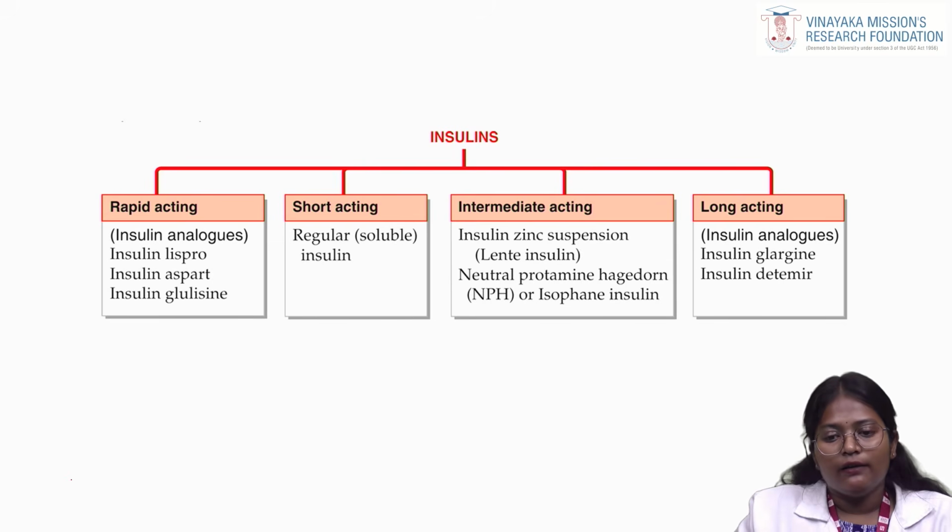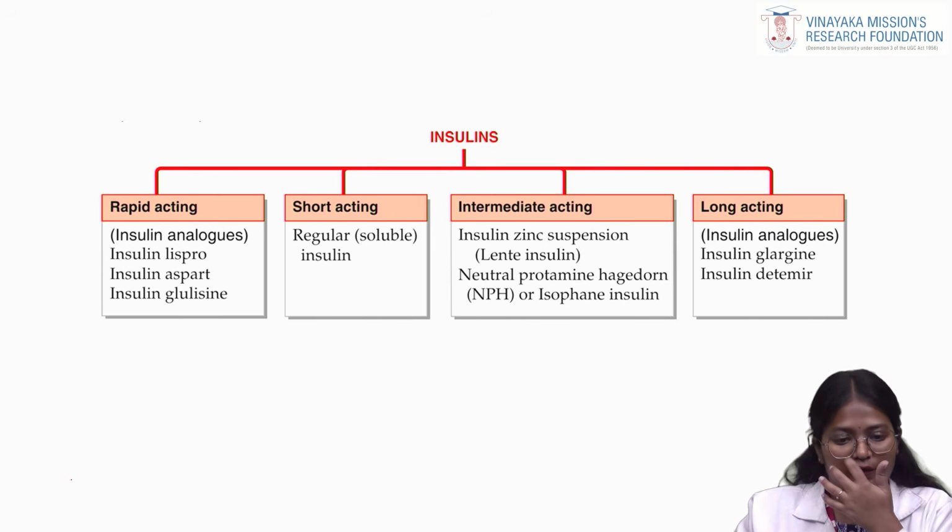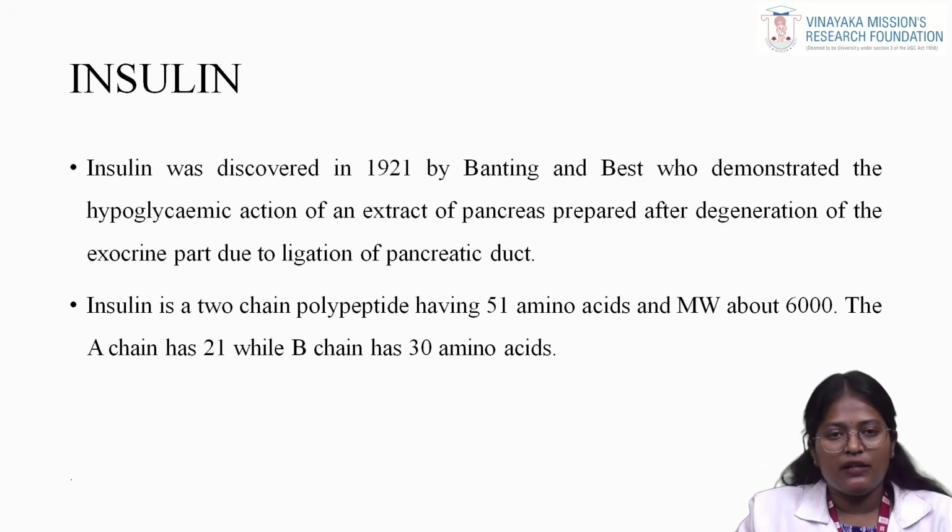In short acting, regular soluble insulin. Intermediate acting: insulin zinc suspension, lente insulin, neutral protamine Hagedorn, NPH or isophane insulin. In long acting, insulin analogs: insulin glargine and insulin detemir. So these are the types and classifications of insulins. This has been discussed earlier.